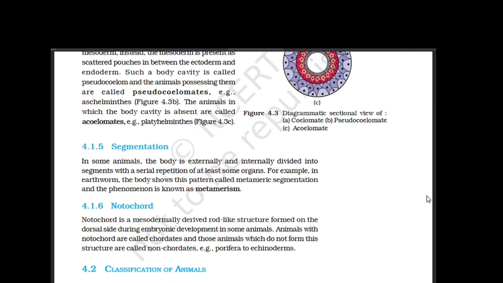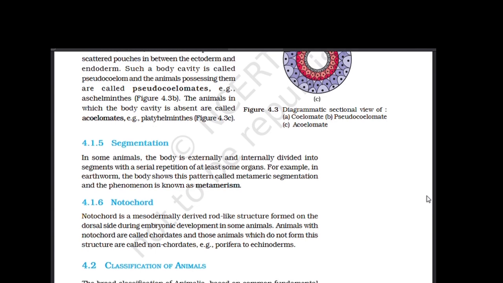Next is notochord. Notochord is a mesodermally derived rod-like structure formed on the dorsal side during embryonic development in some animals. Most important line is this, that it is a mesodermally derived structure. Animals with notochord are called chordates, and those animals which do not form this structure are called non-chordates. Example is Porifera to Echinoderms. They all are non-chordates.